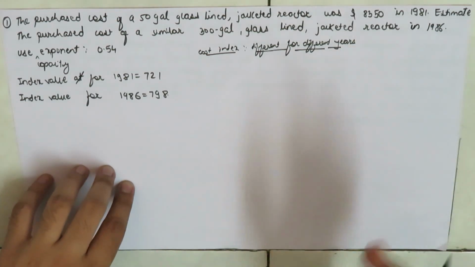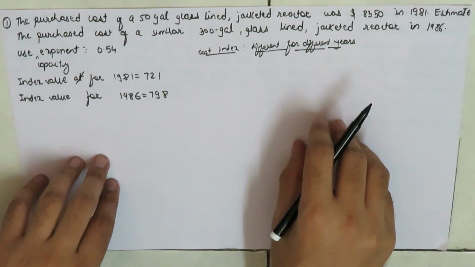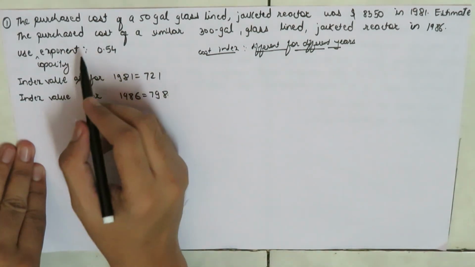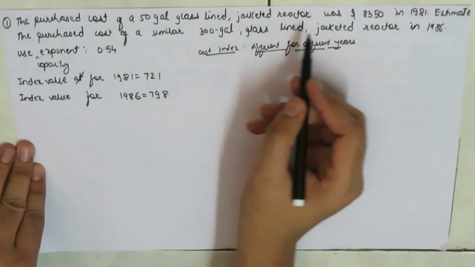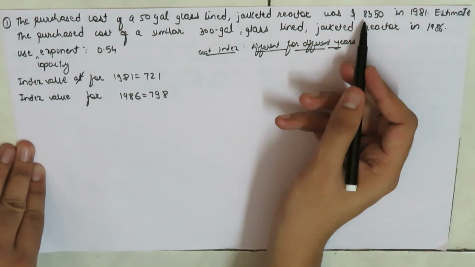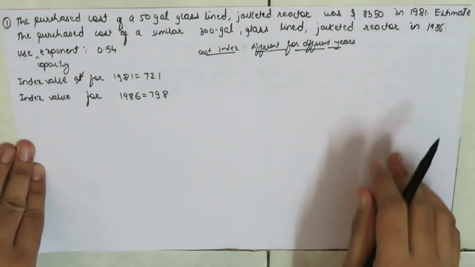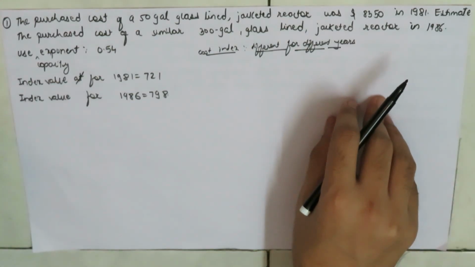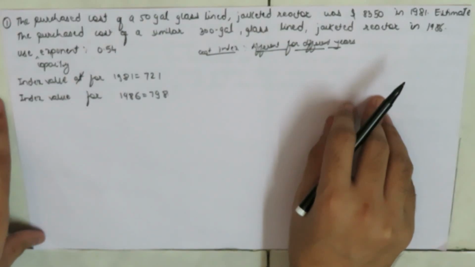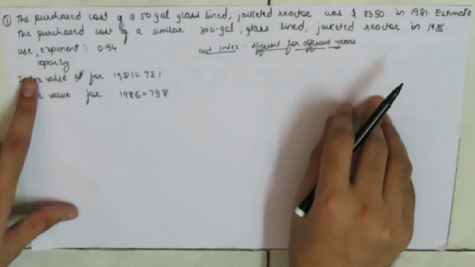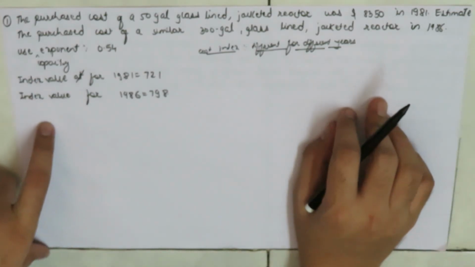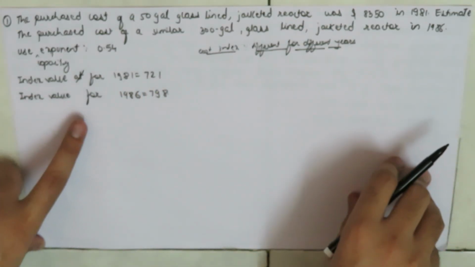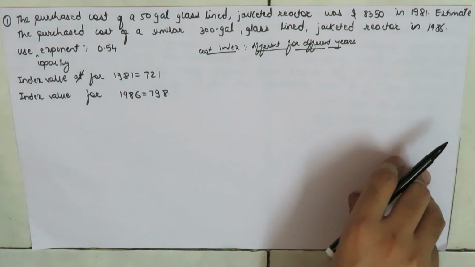In order to get a deep understanding of this cost index, let's solve an example which is dependent upon the cost index. And here we have our question. The purchased cost of the 50-gallon glass lined jacketed reactor was $8,350 in 1981, and estimate the purchased cost of the similar 300-gallon jacketed reactor in 1986, by making use of the capacity exponent as 0.54, and the index value in the year 1981 is 721, and the index value for 1986 is 798.